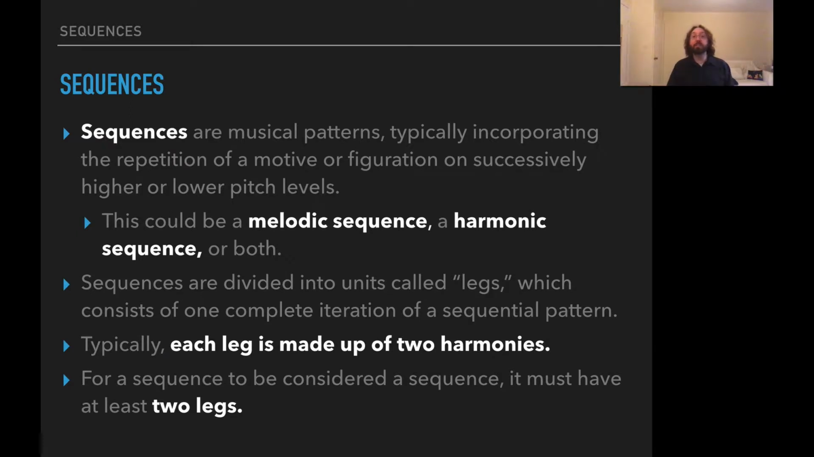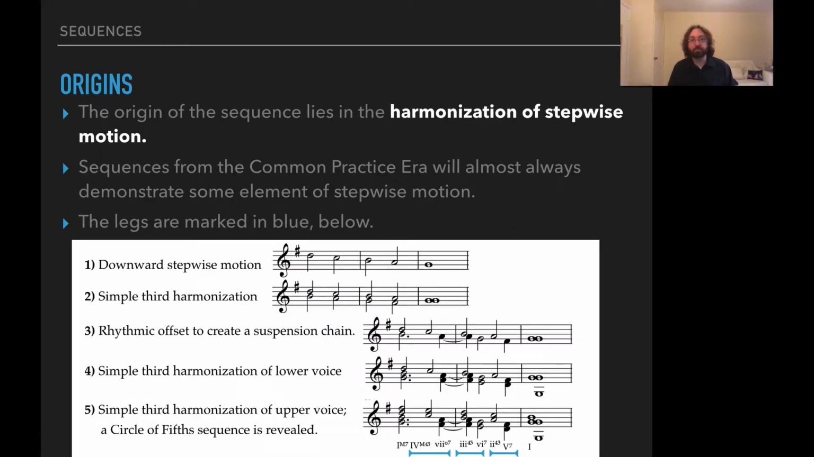For a sequence to be considered as such, it needs to have at least two legs. If a sequence only had one leg, it wouldn't be a sequence. It would just be a harmonic progression. A sequence is determined by the fact that harmonic relationship in that progression is repeated higher or lower.